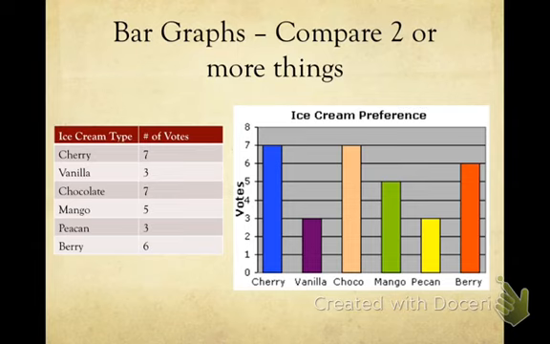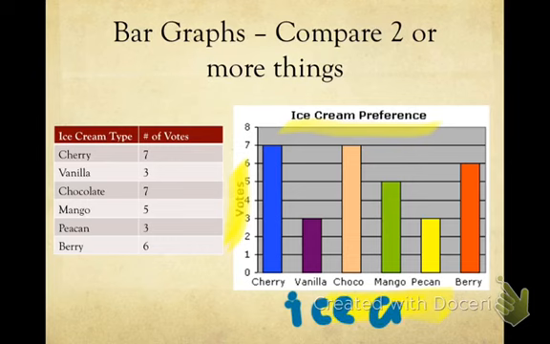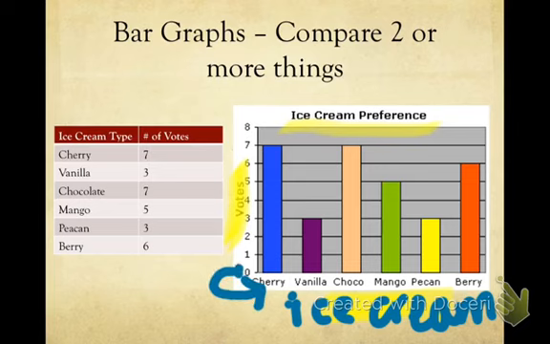Okay, so this is a bar graph, and again, we have our title. Here we have our y-axis labeled. Our x-axis is not labeled. Something's missing. So what would we put here? We would put ice cream. Okay, and we have our x and y axes labeled, and we're starting at 0 there.